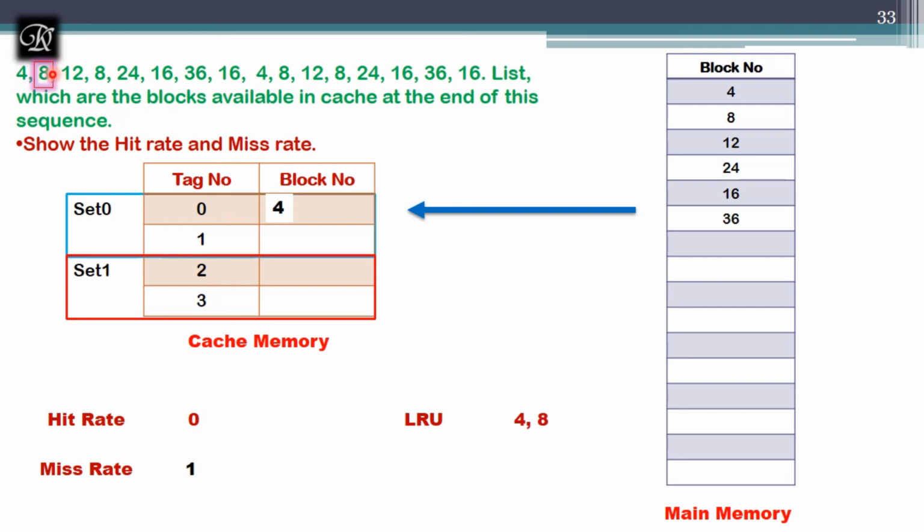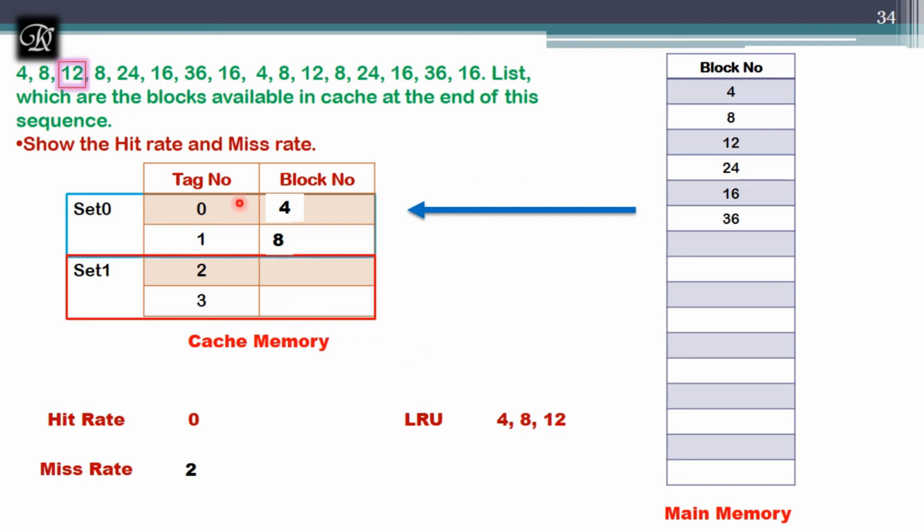Next there is a request for 8, which will be added to LRU, and again 8 modulus 2 gives 0. It means I have to use set 0. Block number 0 is already used, so now we go with line number 1 based on the associative mapping. So I acquire line 1 and store 8 on line number 1.